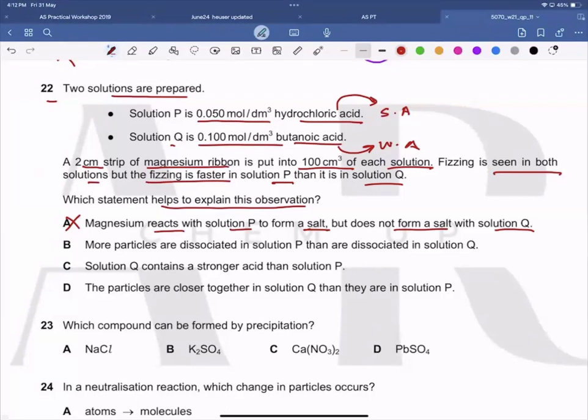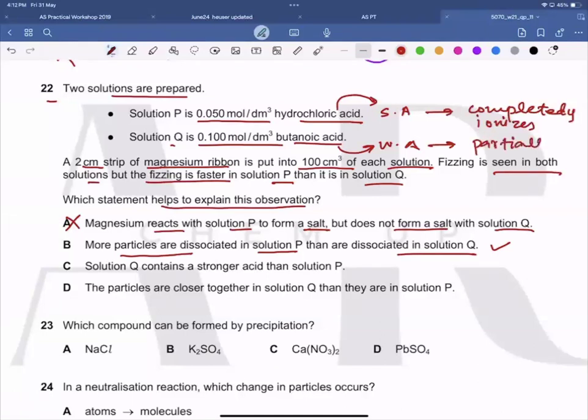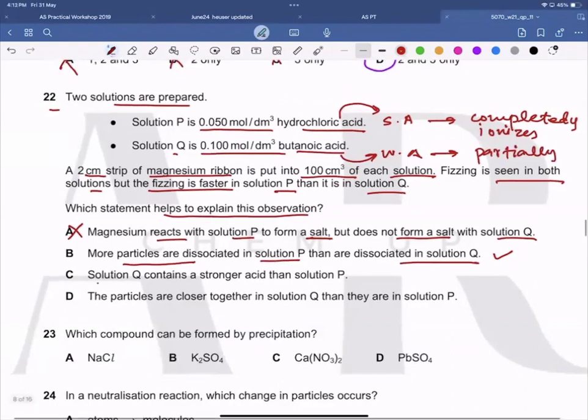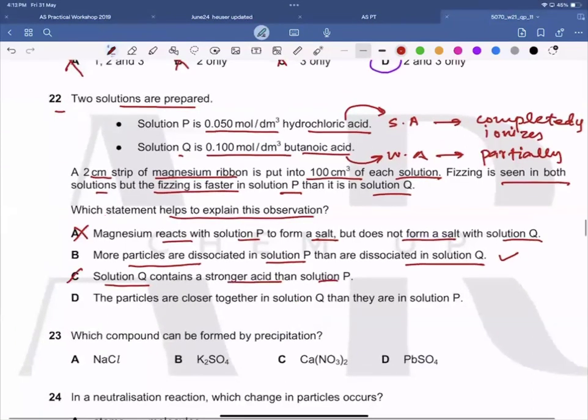Now, B. More particles are dissociated in solution P than in solution Q. Yeah, it is very good. It is a correct answer. It is because it's a strong acid, so it completely ionizes, or completely dissociates. And this one, partially. So yeah, B is the correct answer. C: Solution Q contains a stronger acid than solution P. That is wrong. Solution Q has a weaker acid.